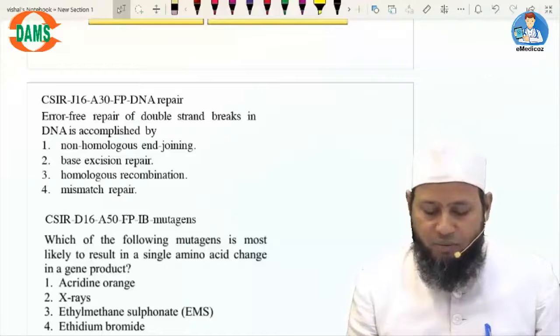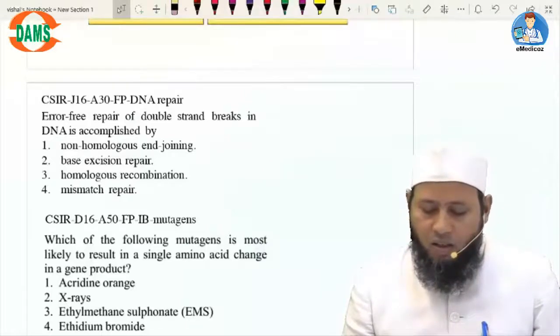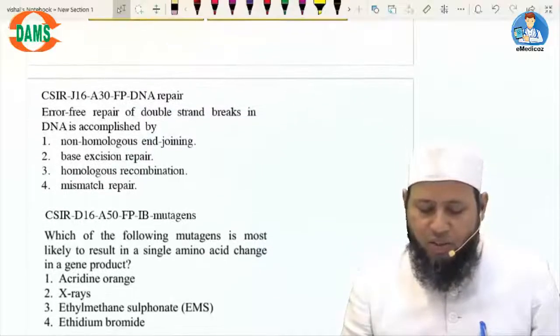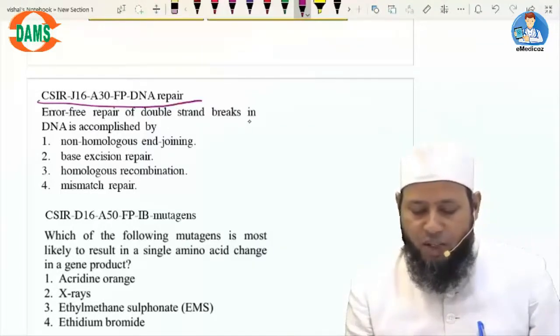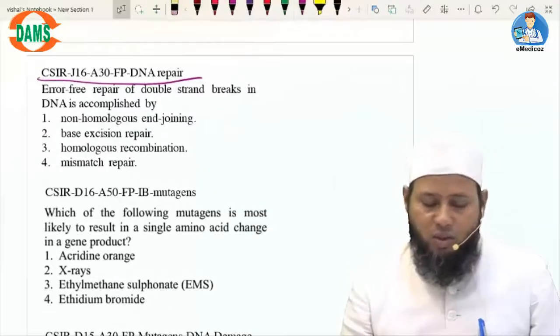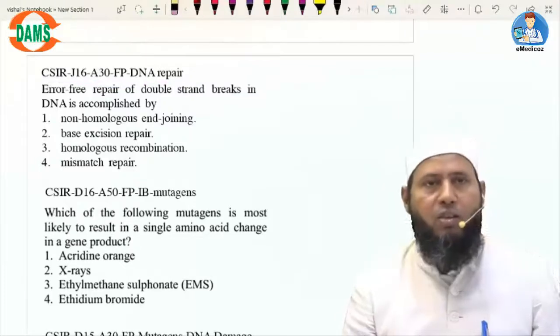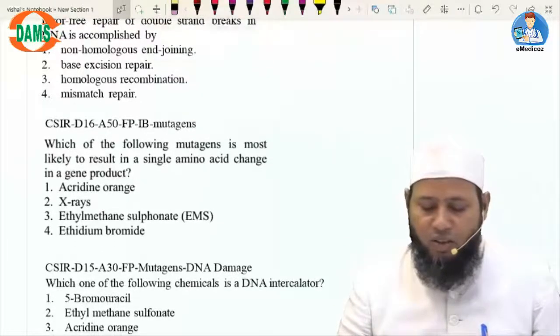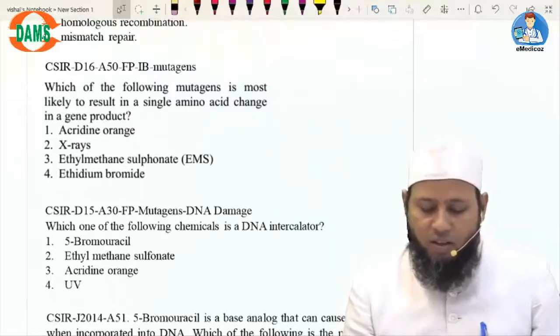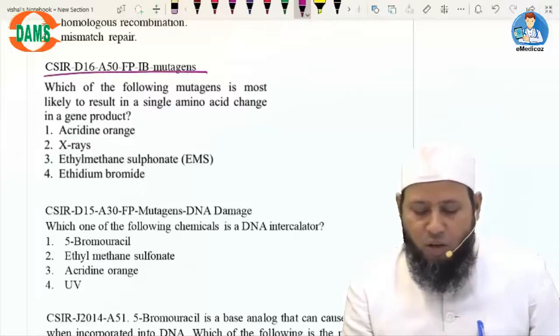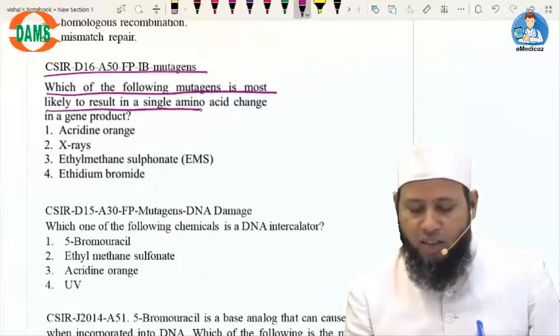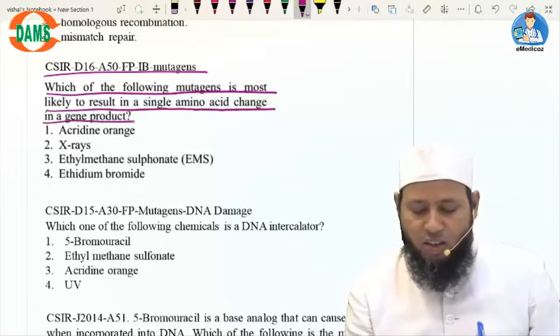For example, here: error-free repair of double strand breaks in DNA is accompanied by... So this is a question not to discuss right now. We will discuss it later when the corresponding section comes. This question: which of the following mutagens is most likely to result in a single amino acid change in a gene product?